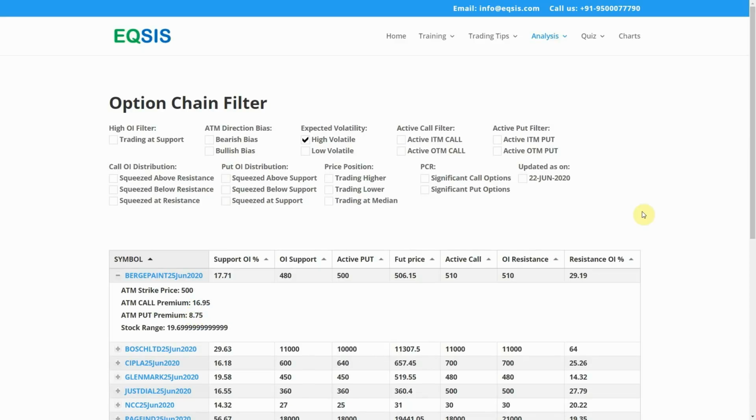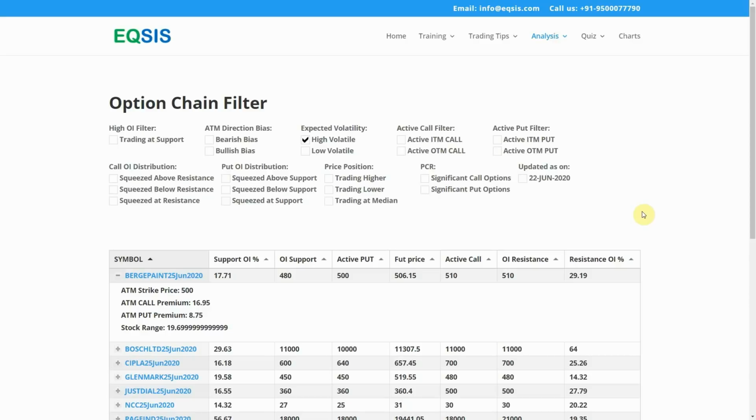I hope by this time you got a reasonable understanding of the option chain filter. Be it a pro or a beginner, you can now understand the direction and volatility, and you can pick up the stocks which are trading at support or resistance. These are all vital information to form trading strategies. But if you really want to fine tune your observation, you can even check out the other filters available here, but it gets into more detail and goes beyond the scope of this particular video.